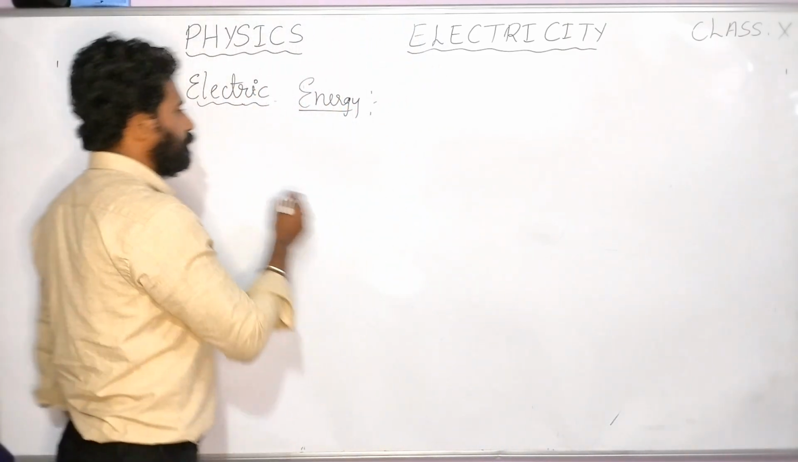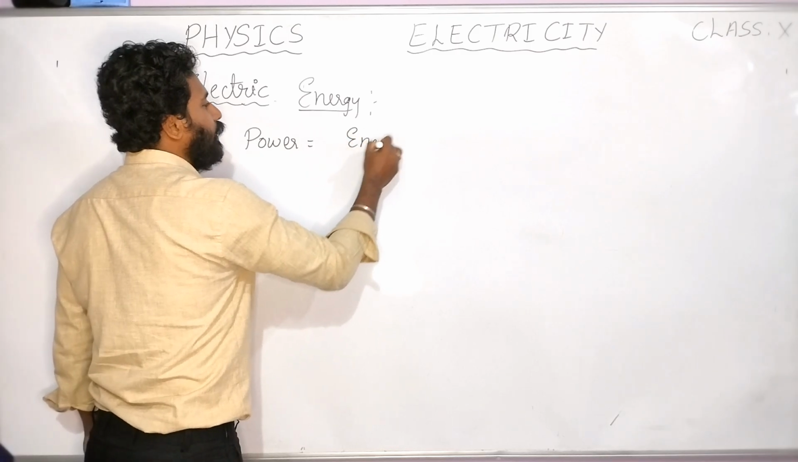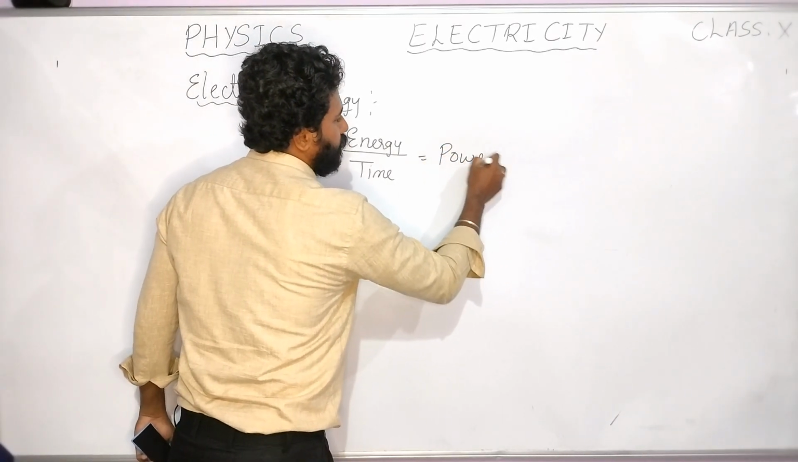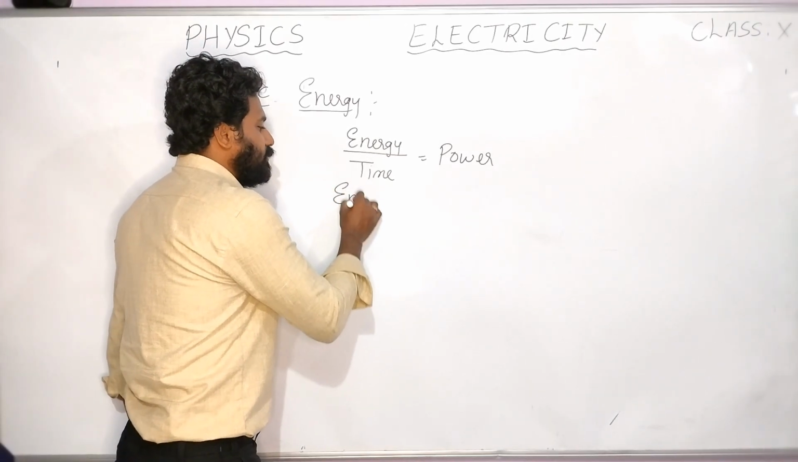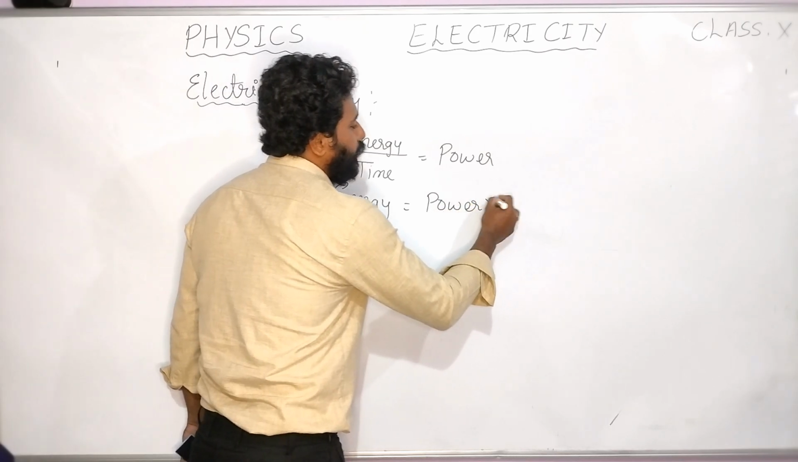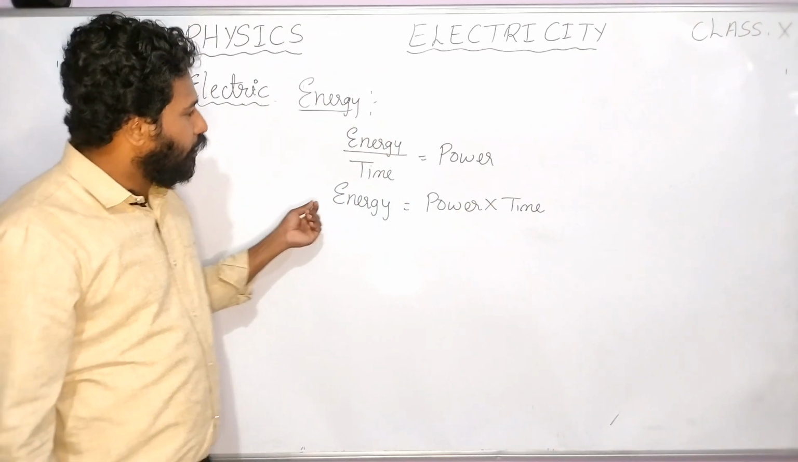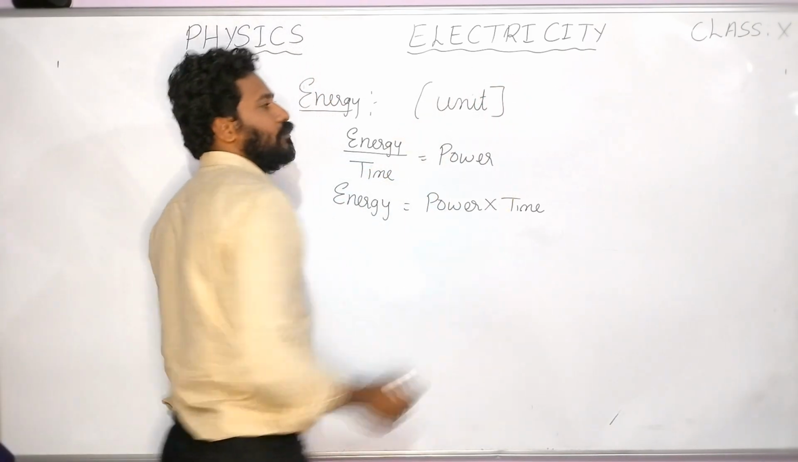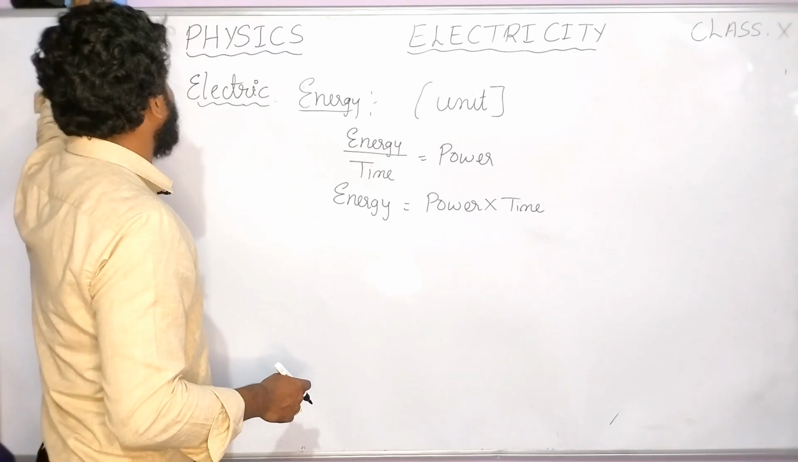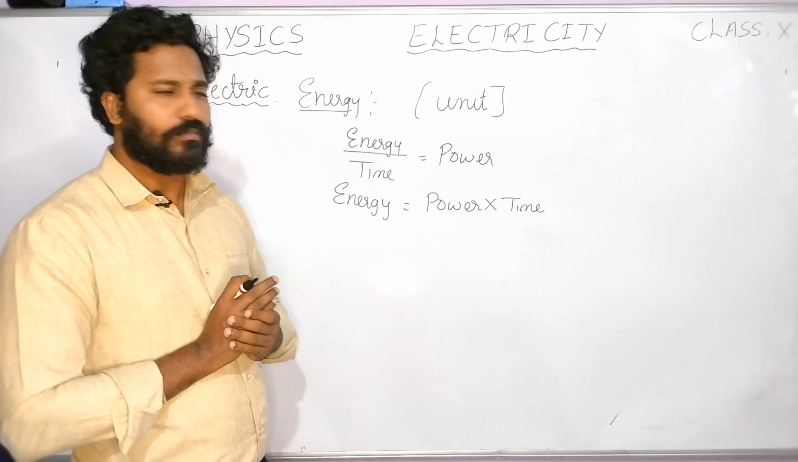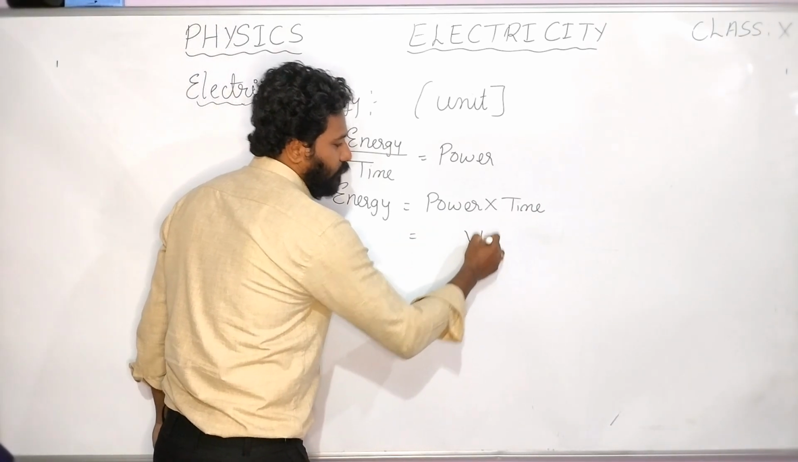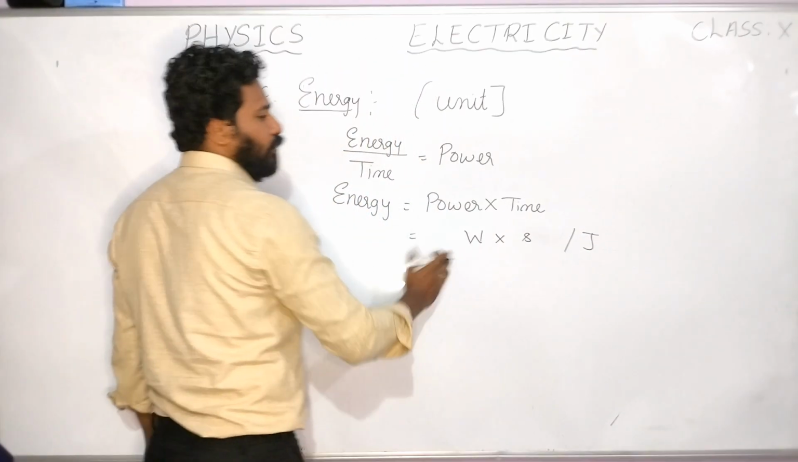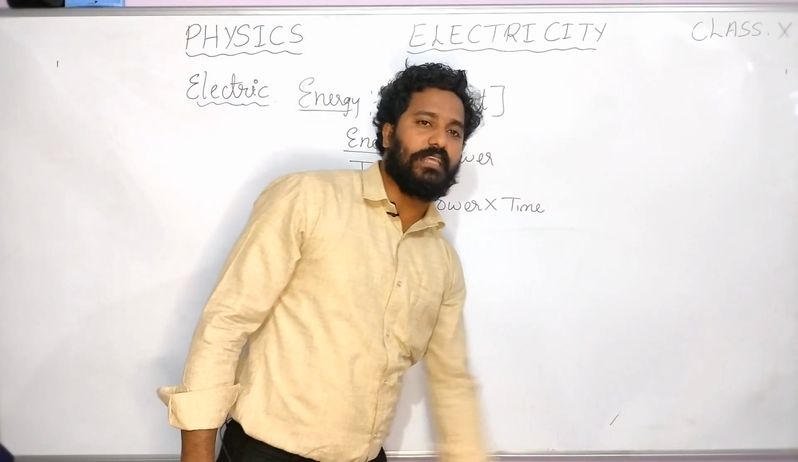Electric energy. We know that power is equal to energy by time, or energy by time equals power. So energy equals power into time. We pay for units, right? 1 unit some rupees. Why do we pay bill for them? We know that energy is equal to power into time. Power SI unit is watt, time SI unit is second, and if it is in watt and second, the SI unit of energy is joule. So watt second, or joule, is the SI unit of energy.